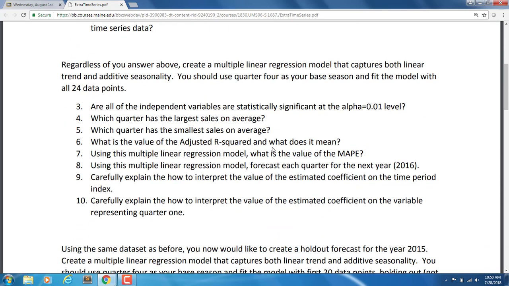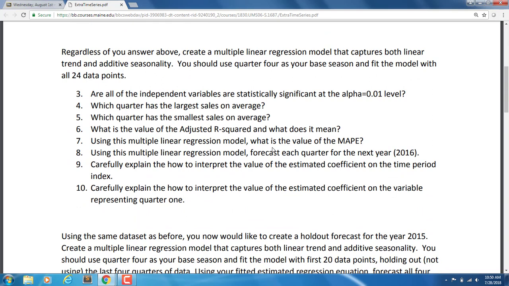Regardless of your answer above, create a multiple linear regression model that captures both linear trend and additive seasonality. So you should know how to do that. You should use quarter 4 as your base season and fit the model with all 24 data points. Then there's a bunch of questions about that, right?